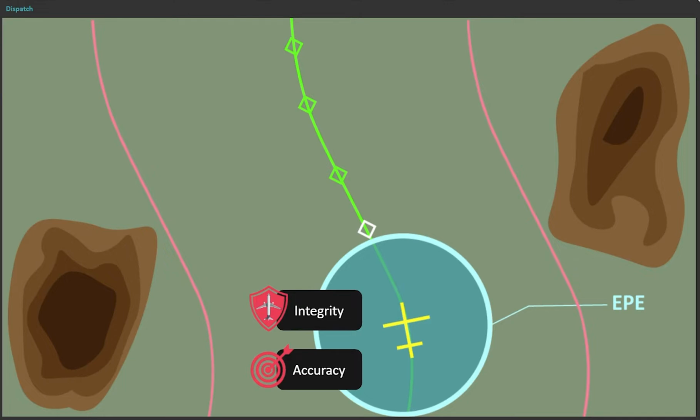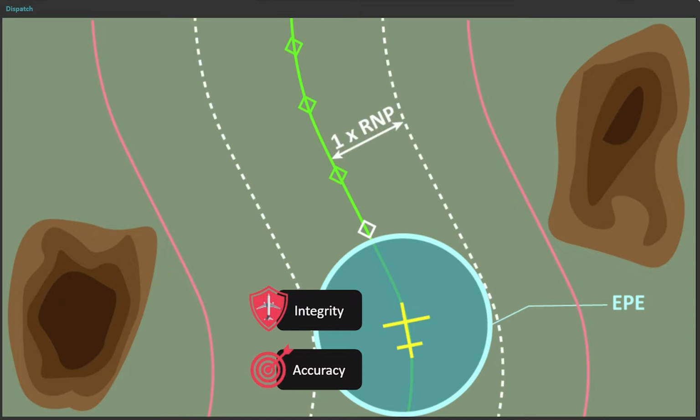For example, for accuracy, RNP1 airspace requires the aircraft navigation system to be able to calculate its position accuracy within 1 nautical mile. A procedure with RNP equals 0.3 nautical miles requires the aircraft navigation systems to be able to calculate its position accuracy within 0.3 of a nautical mile.